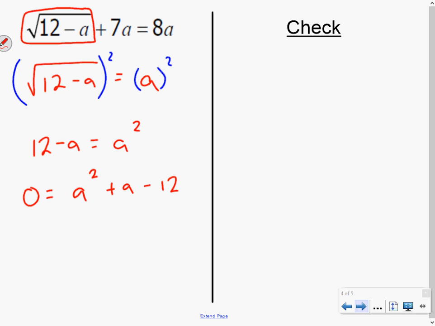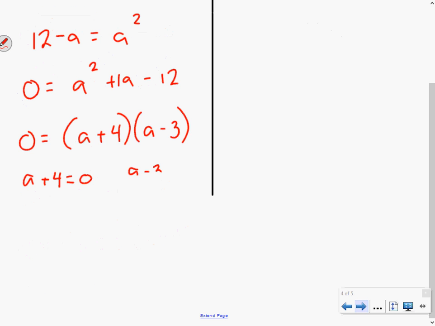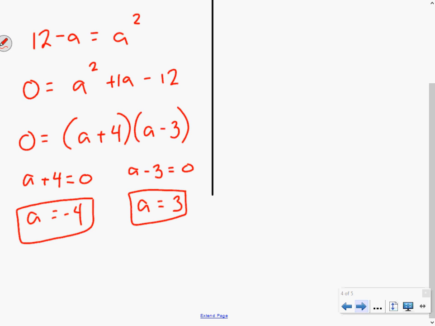It's a quadratic trinomial. Solving this is probably going to be easiest just by factoring. So you're thinking, what two numbers multiply to negative 12 and add to 1? Well, that would be a positive 4 and a negative 3. So this is going to factor into a plus 4 times a minus 3. We set each of those factors individually to 0. And then we solve. So we're going to get a equals negative 4 and a equals positive 3.